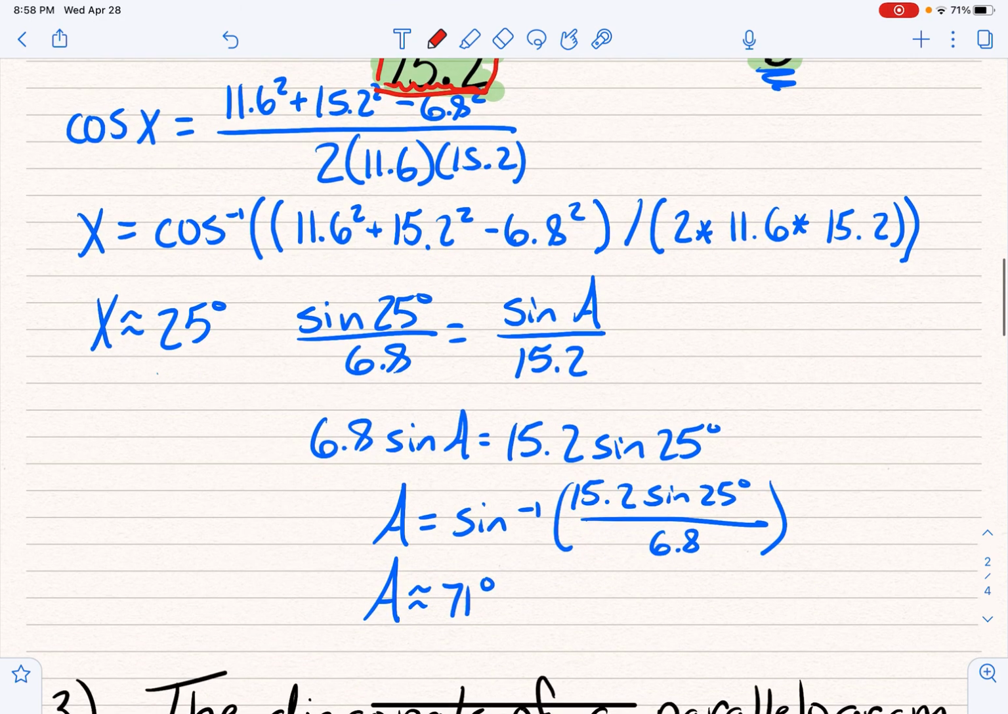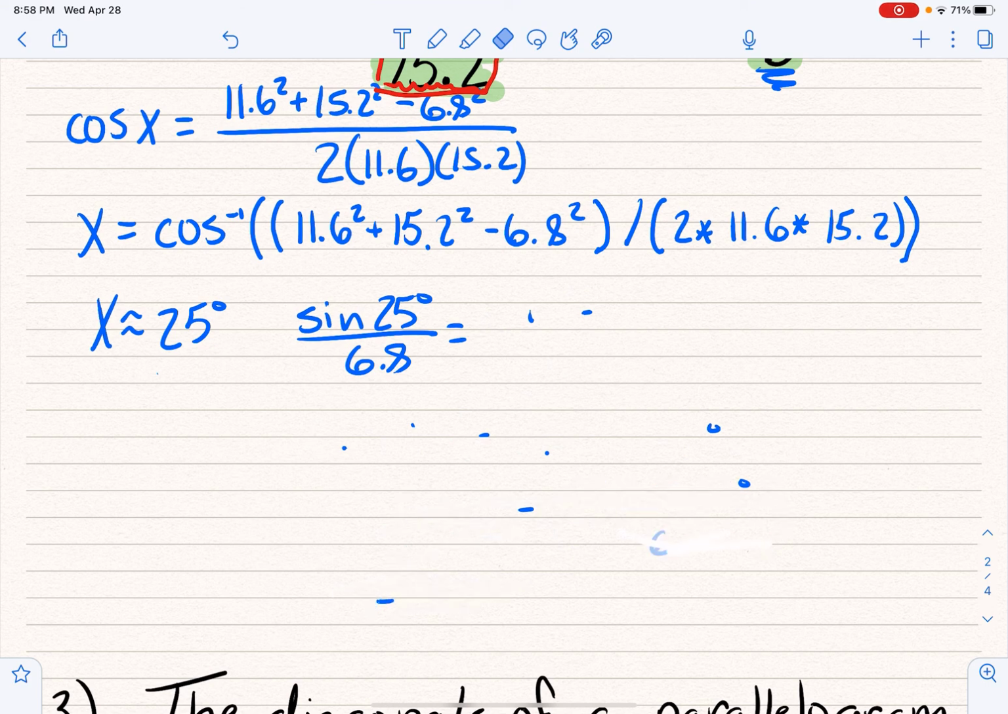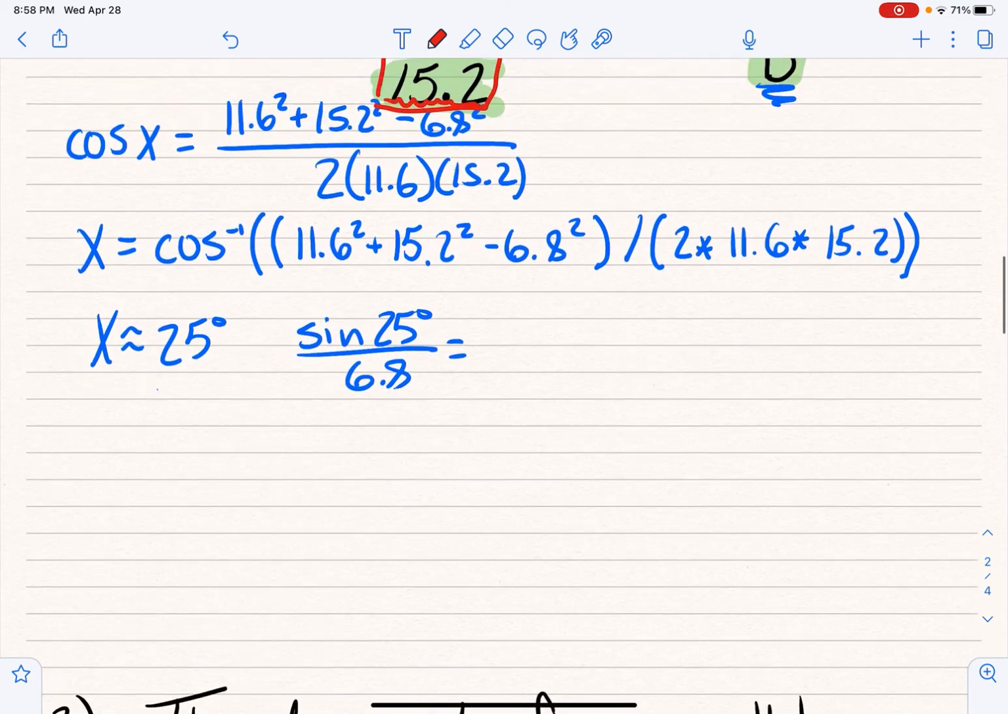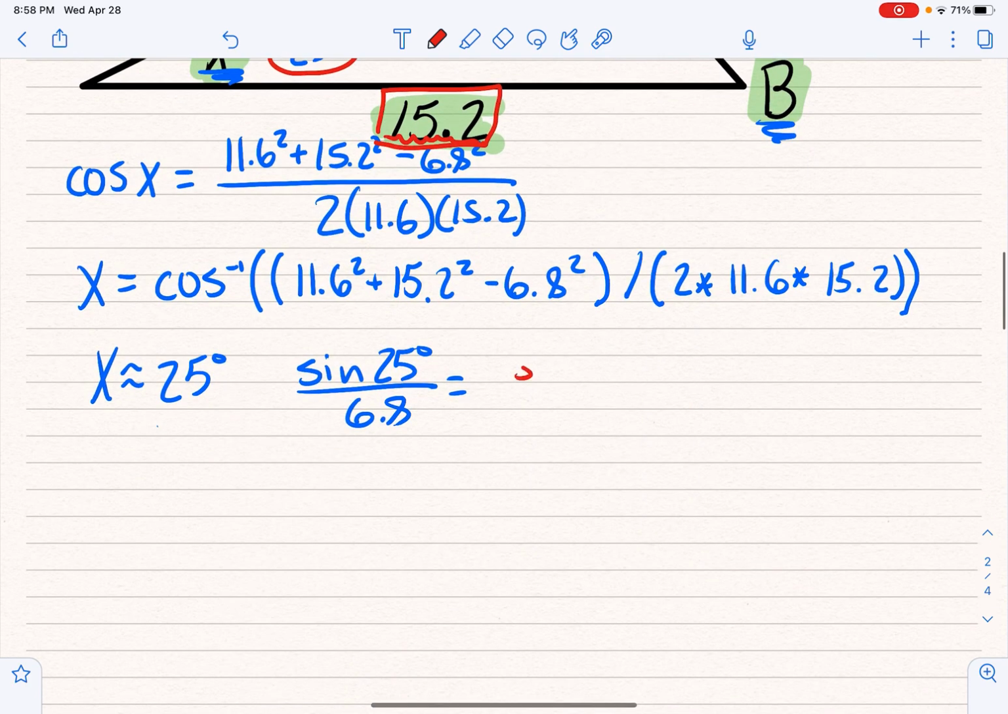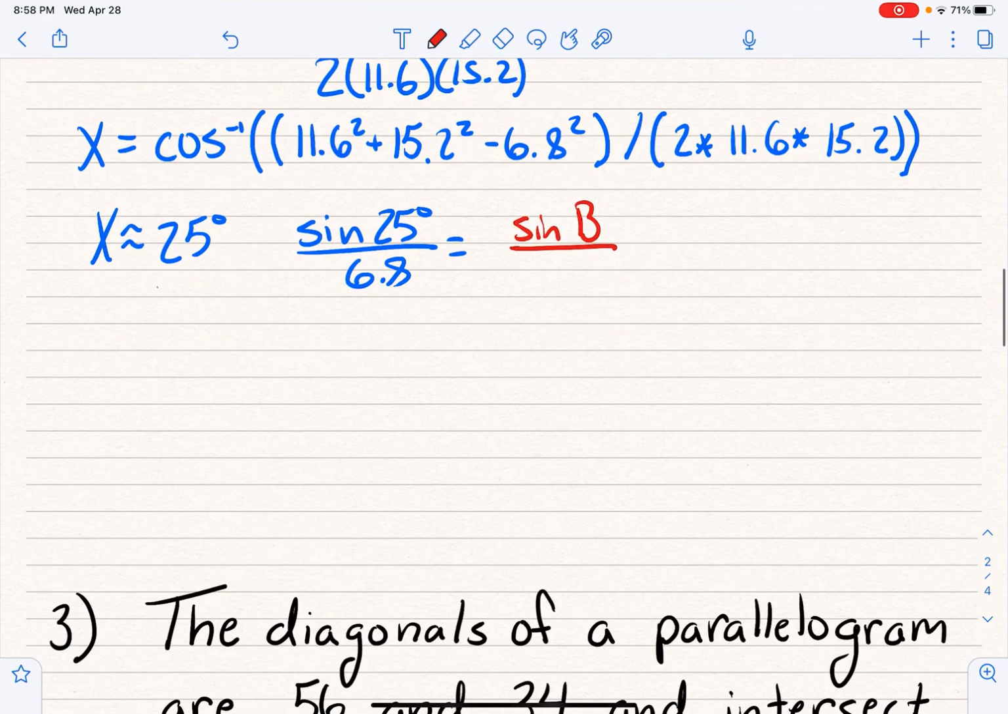So now I start with the same thing, but I'm going to get rid of all this. Okay, so now I'm going to start with sine of 25 is to 6.8, but this time instead of saying the sine of A is to 15.2, I'm going to say the sine of B is to what's opposite of B, 11.6. Now cross multiply with that. 6.8 times the sine of B is equal to 11.6 times the sine of 25.